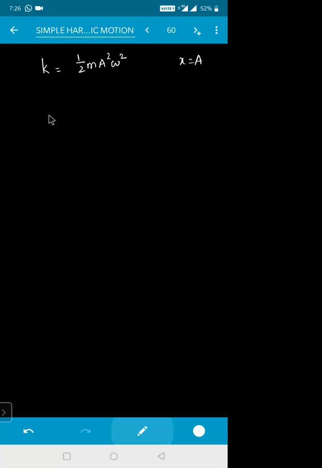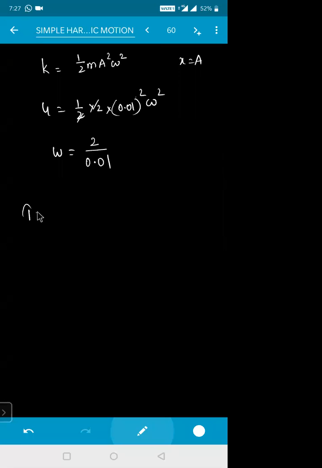So that is equal to half. Mass is given as 2. Amplitude is given as 0.01 whole square into omega square. So this 2 will get cancelled here. So omega value will be equal to, so this is square, this is also square. I'm removing this square. So this will become 2 divided by 0.01. So omega is equal to 2 by 0.01.